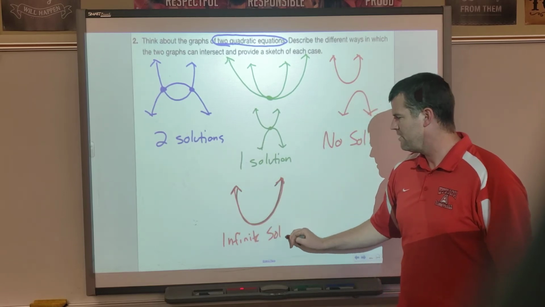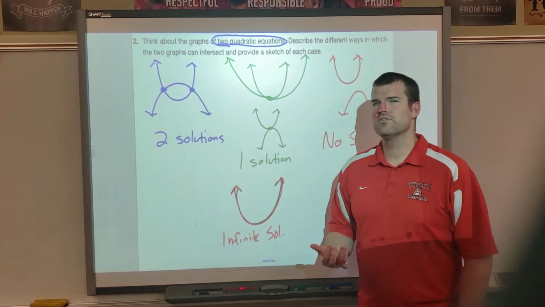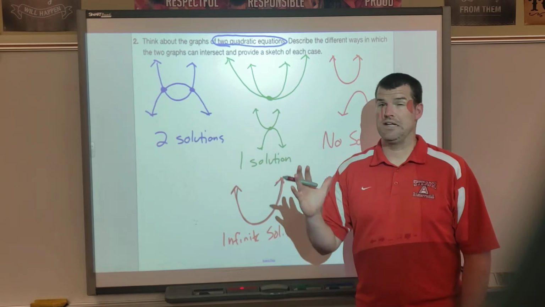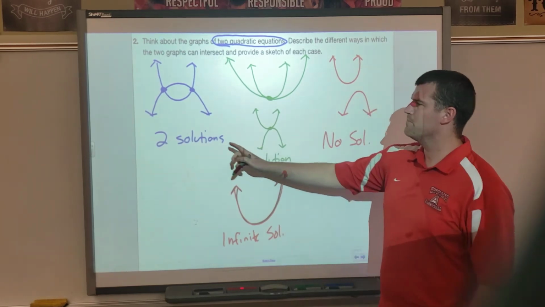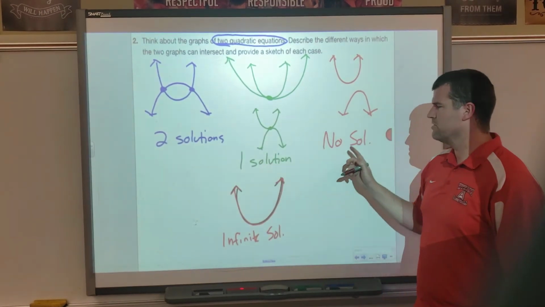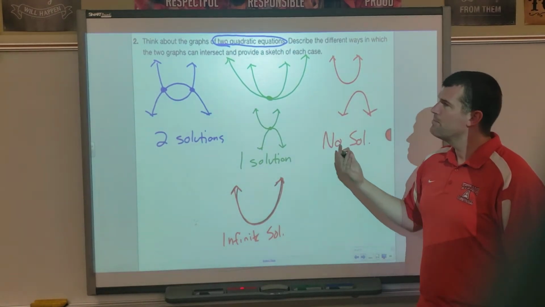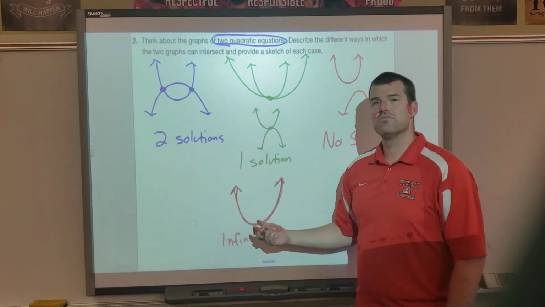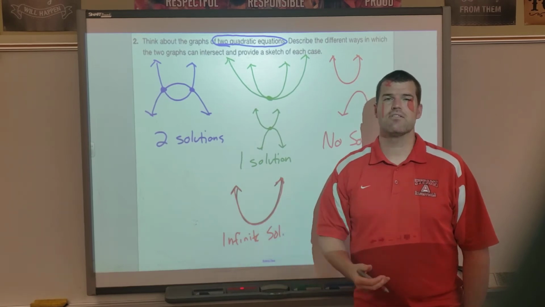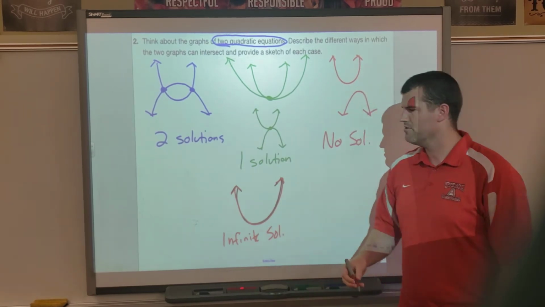To be honest, we probably won't give you any of those, maybe one, but typically you're going to end up getting two solutions, one solution, or no solutions. But just know that it is possible, since the two graphs are both parabolas, they could have an infinite number of solutions.